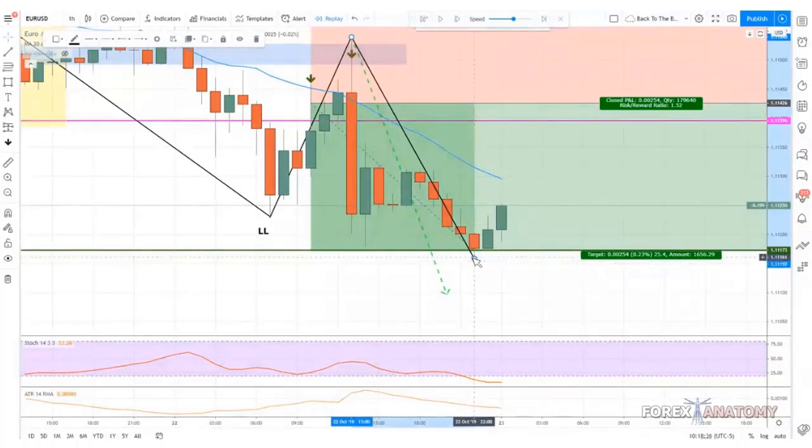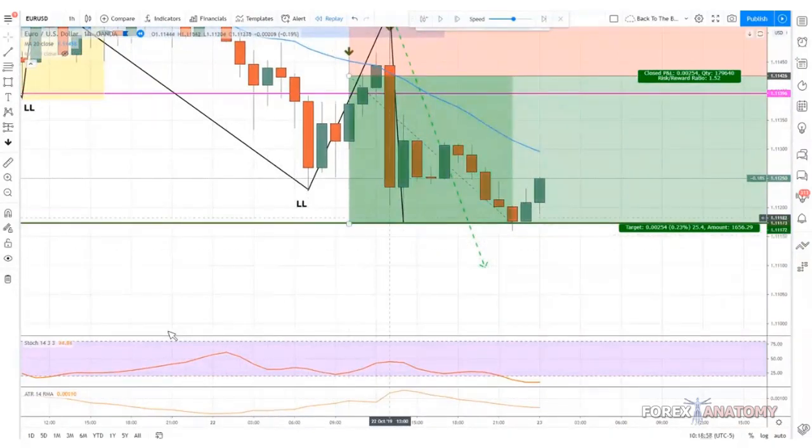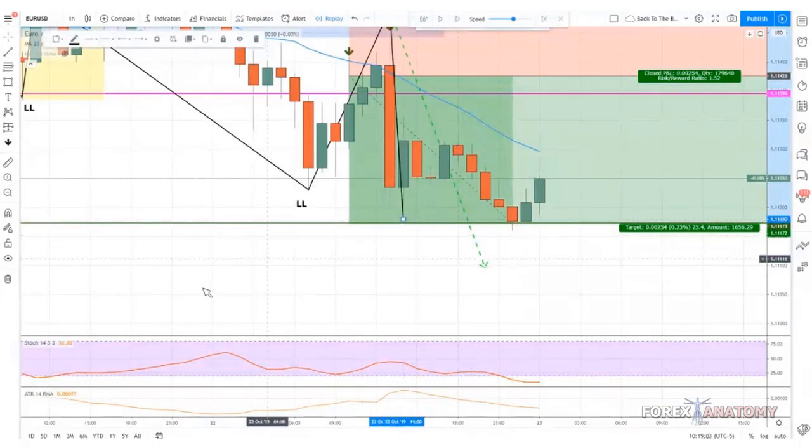Okay, now let me ask you guys this question. Why couldn't we use this as the low right here? Why couldn't we just drop the candle? Because it did create a low, right? Why didn't we draw the line to this low right here of this candle? Why do we have to use this candle right here instead of this candle?